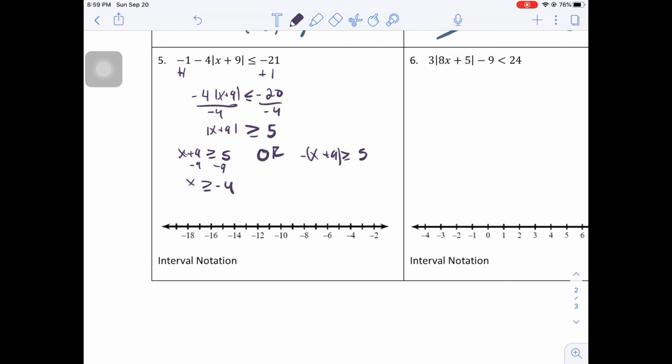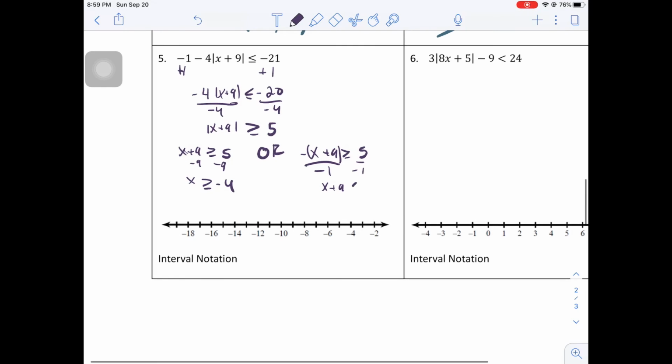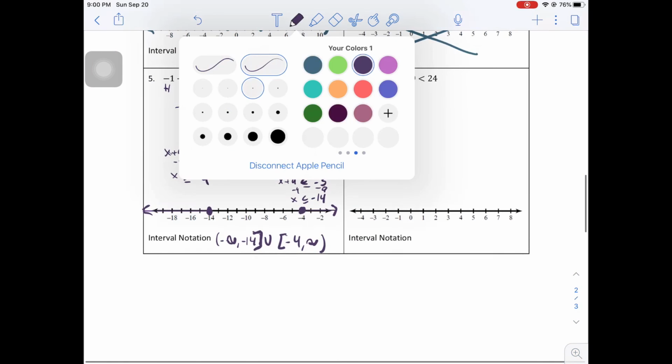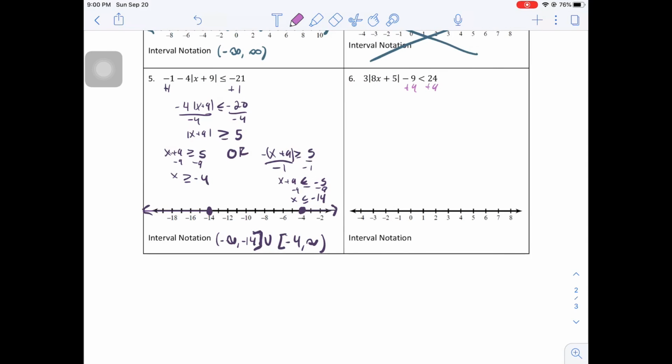So we subtract 9, we get x is greater than or equal to negative 4. And on the other side, we divide by negative 1, we get x plus 9 is less than or equal to negative 5. Subtract 9, and we get x is less than or equal to negative 14. So negative 4 would be here, closed circle, going to the right. Negative 14 is down here, closed circle, going to the left. Interval notation, negative infinity to negative 14, union, whoops, that should be a bracket, union, negative 4 to positive infinity. All right.